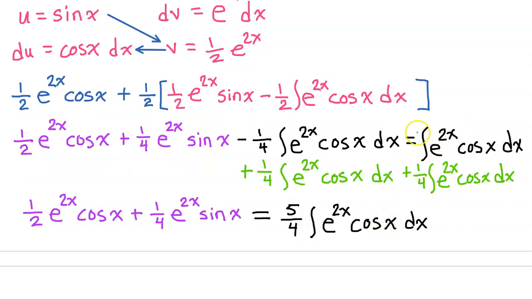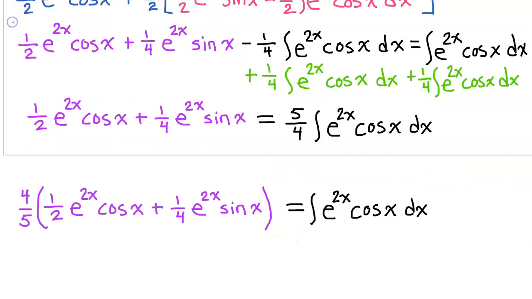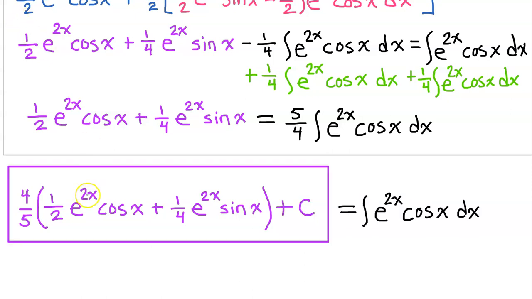If it helps, think of this as 4/4 times the integral. So 4/4 plus 1/4 is 5/4. This is the original integral we were trying to find. So to finish off the problem, all we have to do is get this by itself. To get rid of the 5/4, we can just multiply both sides of the equation by the reciprocal, 4/5. So we see that the original integral is equal to this. Just add a plus c on the end, and that's your final answer. I told you it was going to be next level.